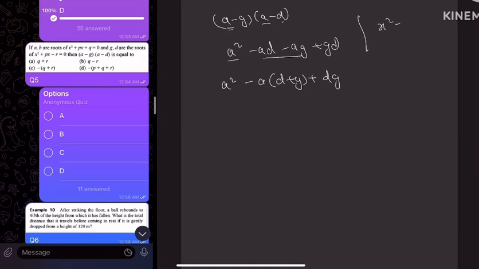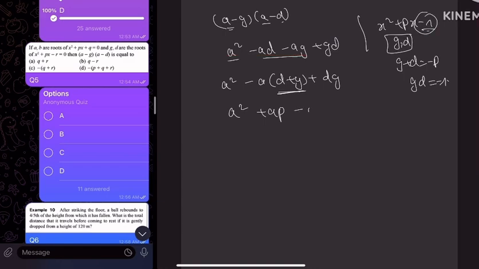We know that α and β are roots of the equation x² + px − r. Okay, α and β are roots, so the sum of the roots will be what? α + β = −p. So here we can write −p, so this overall becomes plus αp. Also we know that the product of the roots will be how much? Sorry, −c/a. So it is −r. So this will be −r.